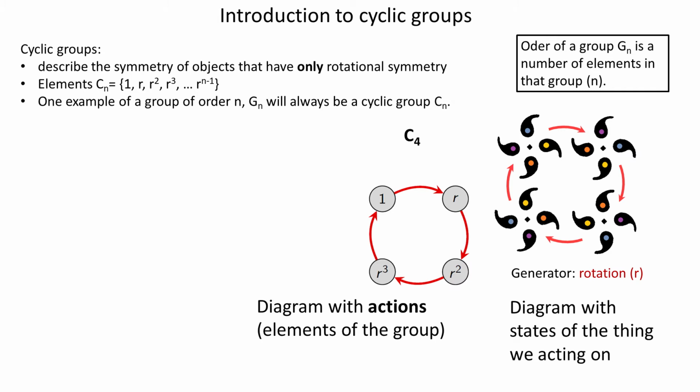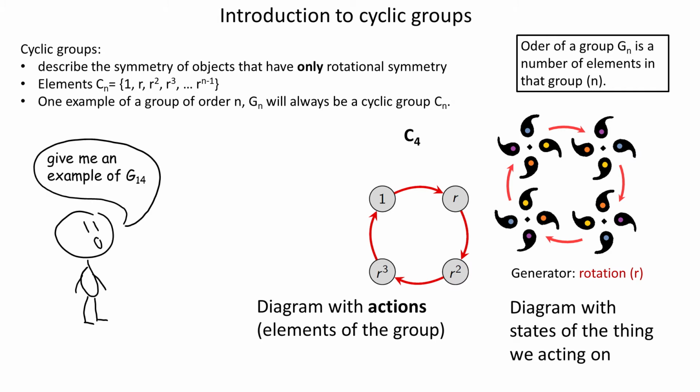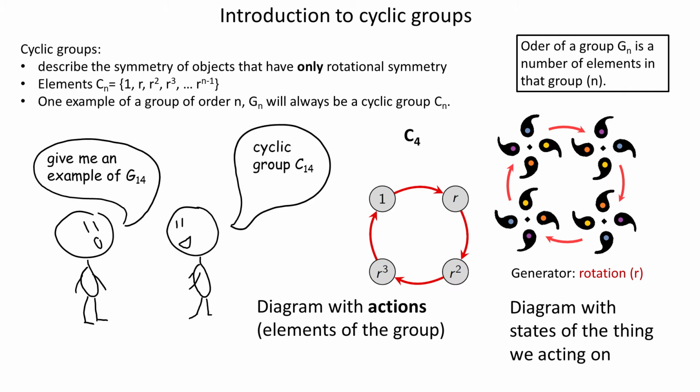To hit the point home, if someone asks you, give me an example of, for instance, G14, that is a group with 14 elements, you can say one example could be a cyclic group with elements 1, r, r squared, all the way up to r to the power 13.